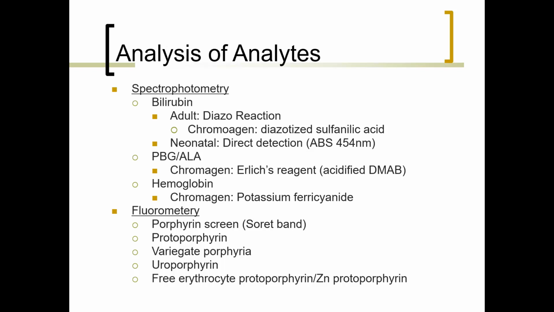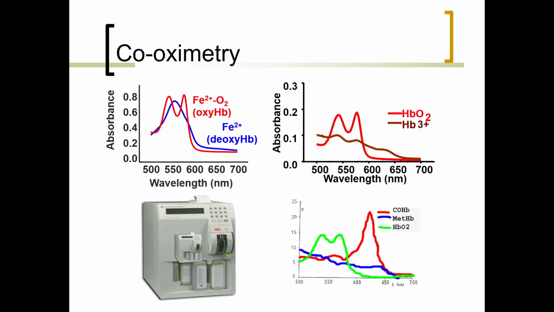Analysis of analytes. Spectrophotometry: bilirubin, we talked about previously in this class. PBG, ALA, the chromogen, you use Ehrlich's reagent. Hemoglobin, the chromogen, you use potassium ferrocyanide. Fluorometry: porphyrin screen, protoporphyrin, variegate porphyria, uroporphyrin, free erythrocyte protoporphyrin, or zinc protoporphyrin. And then this shows coproporphyrin symmetry.